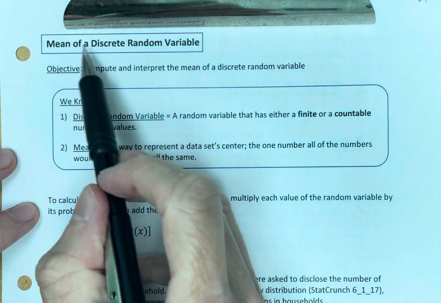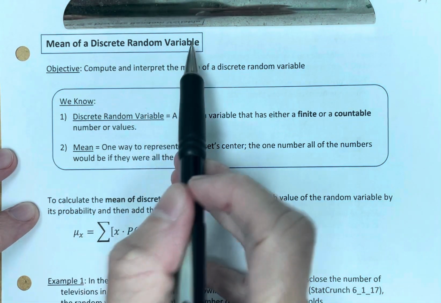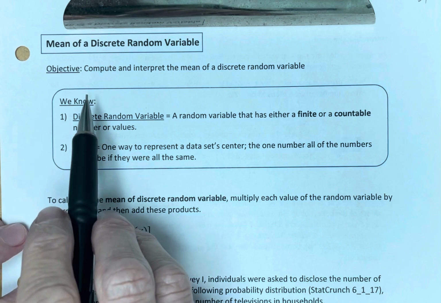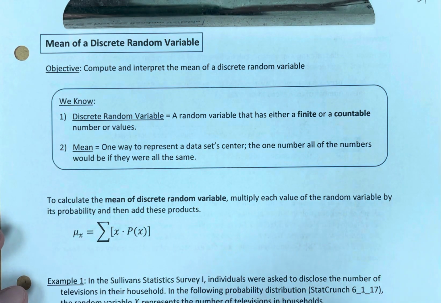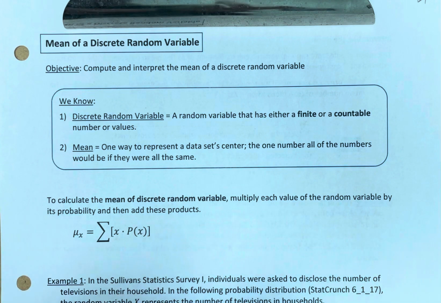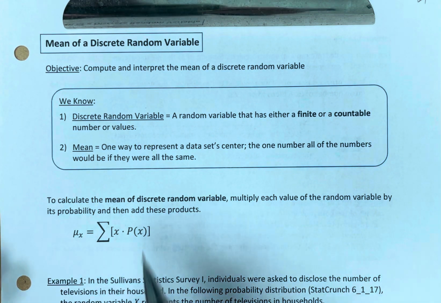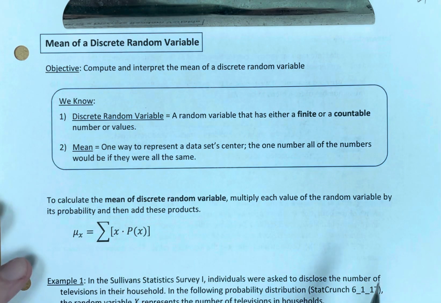The mean of a discrete random variable. Our objective: we want to compute and interpret the mean of a discrete random variable. Let's remind ourselves what we know.